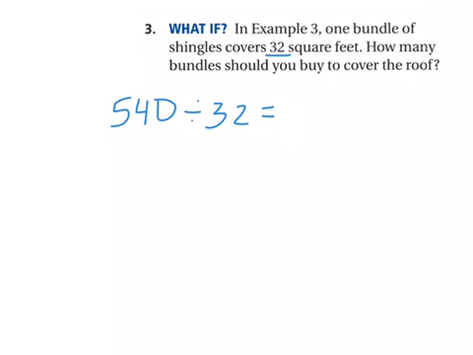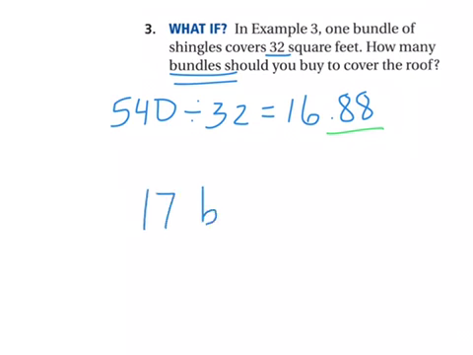So 540 divided by 32 is going to give you 16.88 coverage. So how many bundles do I need to cover? Well, I can't buy a part of a bundle, so round up. I need to buy 17 bundles in order to cover my roof with shingles.